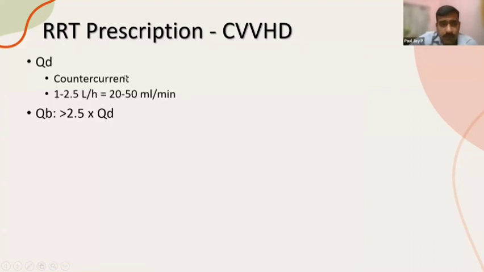In CVVHD, we need to give only the dialysate flow, which is usually around 20 to 50 ml per minute, and higher doses as tolerated and as per the clearance required. And the blood flow is usually 2.5 times the dialysate flow.